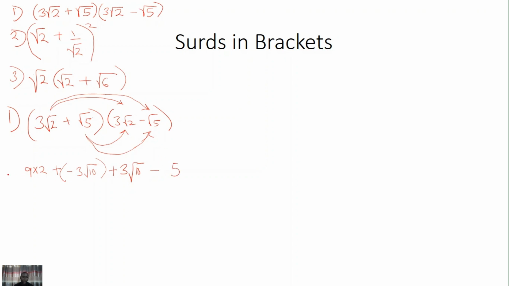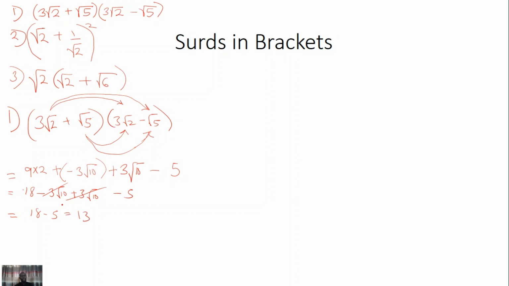Okay, now if we simplify this, this will be equal to 9 times 2 is 18, plus times minus is minus 3 root 10, plus 3 root 10, minus 5. Minus 3 root 10 plus 3 root 10 cancel out. Then we have 18 minus 5, and this will be equal to 13.